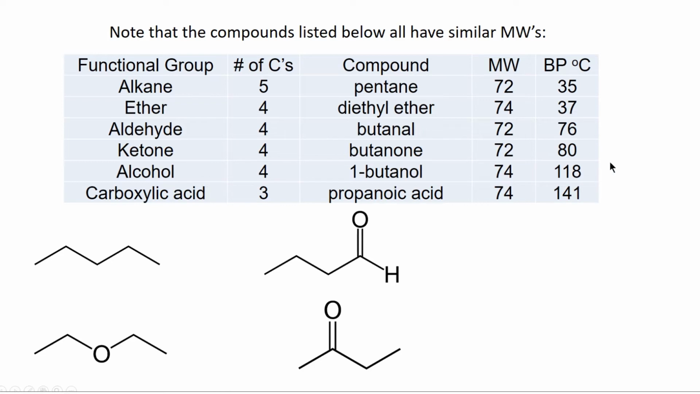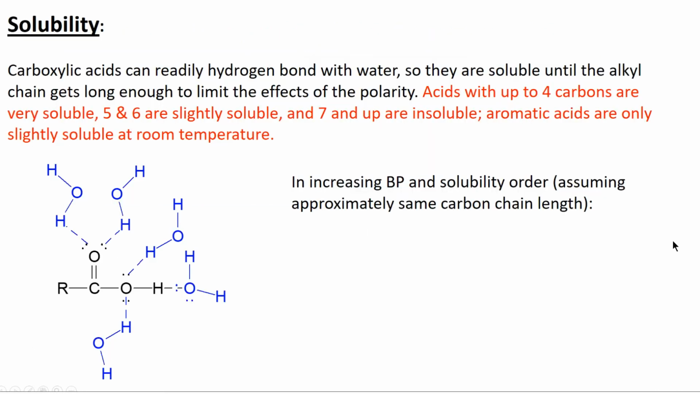Alcohols, then there's a pretty big jump between your aldehydes and ketones to your alcohol, and that's because we can do hydrogen bonding. If I had another one above, this oxygen could be interacting with the hydrogen from the other alcohol. And then carboxylic acids can hydrogen bond in 2 locations as shown on the previous slide. So that's why there's another jump here. Solubility usually goes hand in hand with melting points and boiling points.